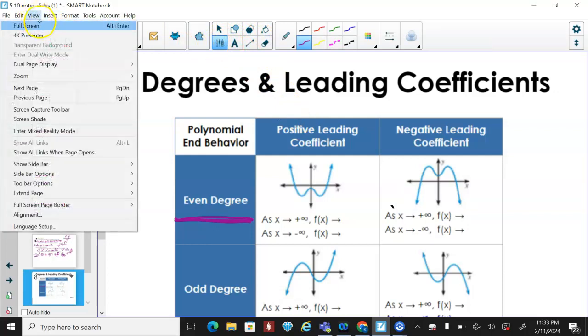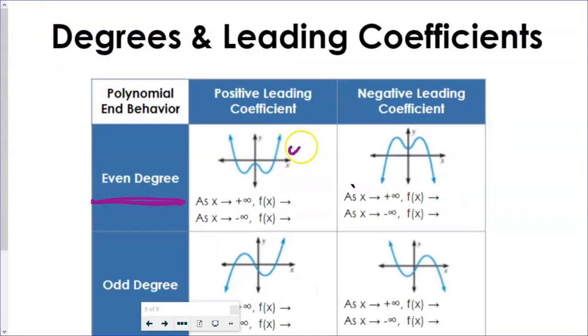So let's talk about it. Positive infinity and negative infinity, okay? When we're going toward positive infinity, meaning to the right, where is my function going? It's going up, okay? Now the funny thing is that when we talk about the even degree, the ends go in the same direction. So if the right side goes up, so does the left side, okay?